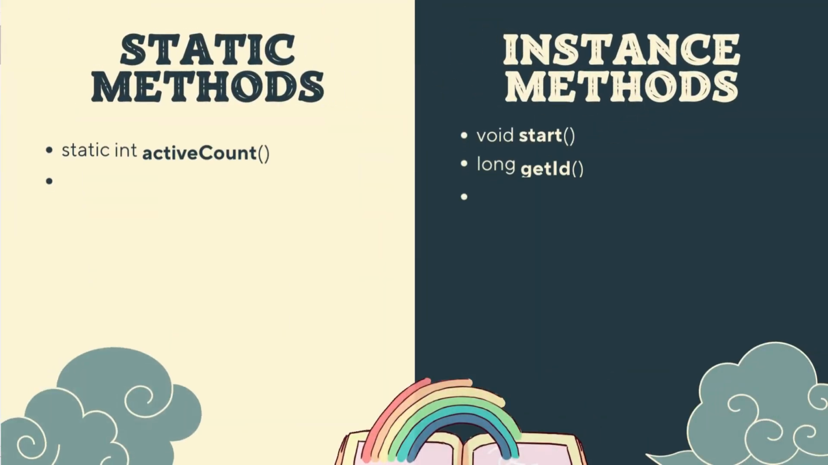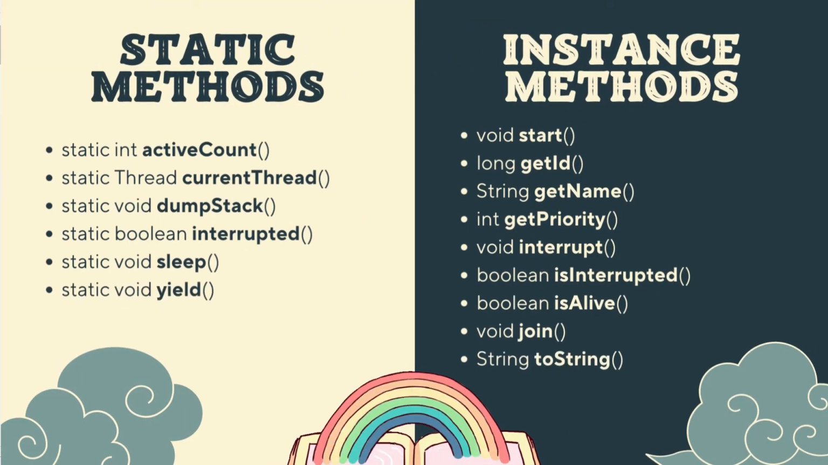We have some static methods like activeCount, currentThread, dumpStack, interrupted, sleep, yield, and some instance methods also, like start, getId, getName, getPriority, interrupted, isAlive, join, toString. This is not the complete list and we will not even cover all of the above. There are other methods, but we don't really need them unless we build some tiny multithreading framework ourselves.